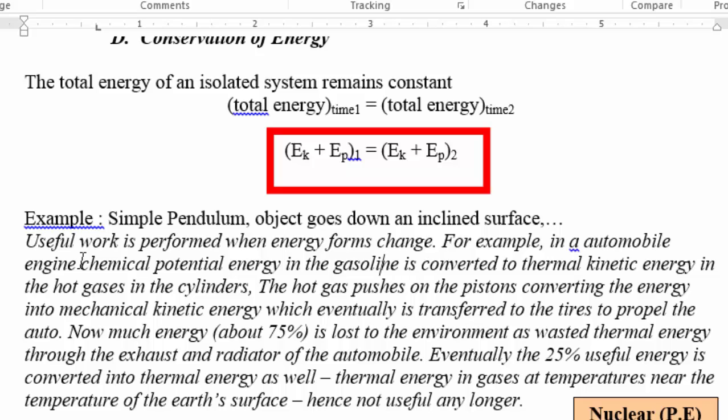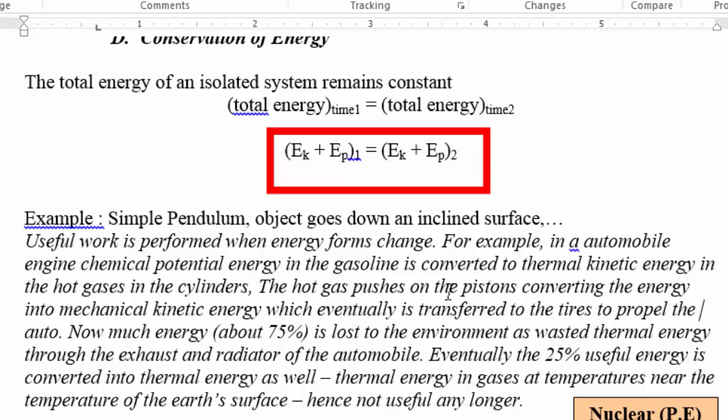The gasoline has chemical potential energy. Whenever you start your car and you step on the gas, this chemical potential energy will be converted to thermal kinetic energy when the gasoline is combusted. This thermal kinetic energy, which manifests itself in the movement of the gases produced by the combustion, will push against the pistons inside the engine cylinders, converting this thermal kinetic energy into mechanical kinetic energy by the movement of those pistons that transfer to the tires and hence propel the vehicle.